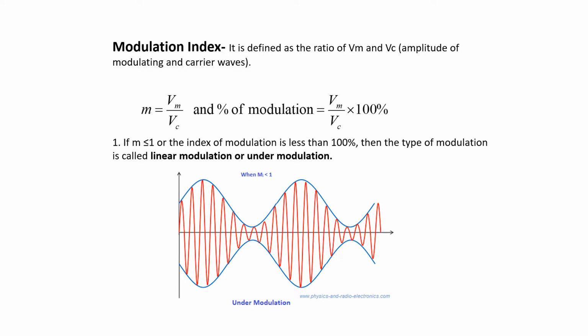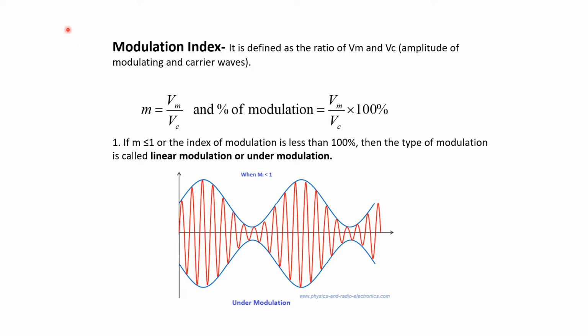Now, in the previous slide, we have seen that the message signal or the modulating signal was represented by Vm sin ωmt, where Vm is the amplitude of the message signal or modulating signal, and the carrier wave is represented by Vc sin ωct, where ωc is the angular frequency of the carrier wave, and Vc is the amplitude of that carrier wave.